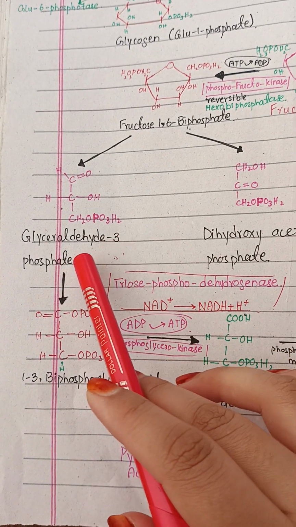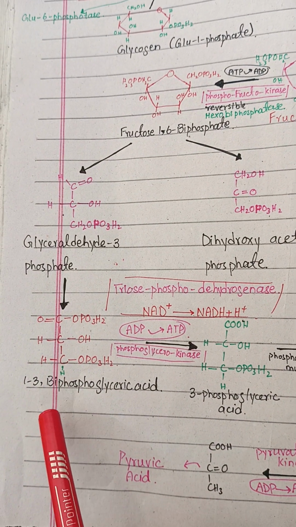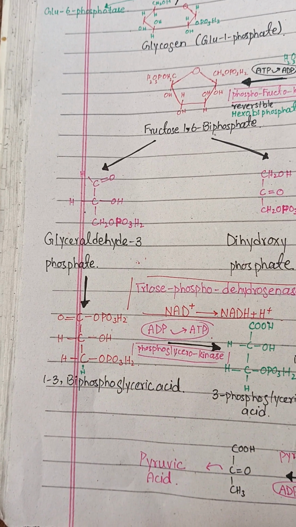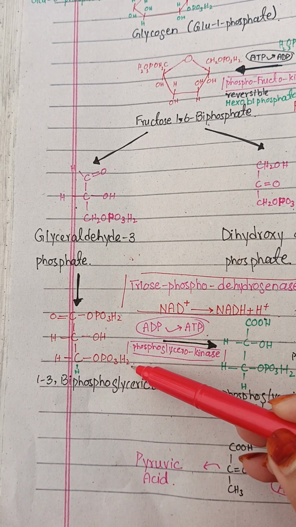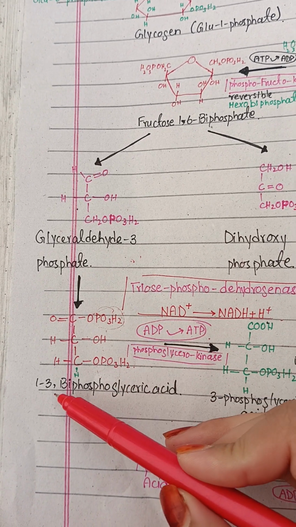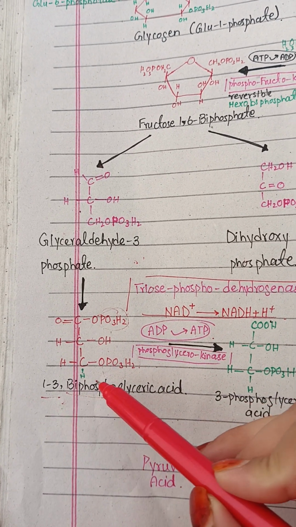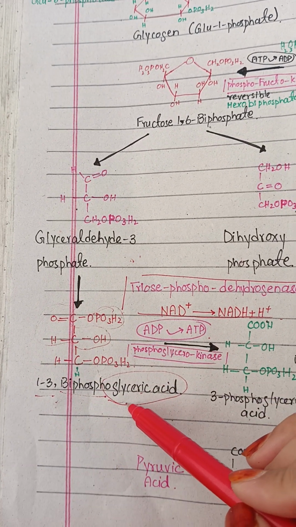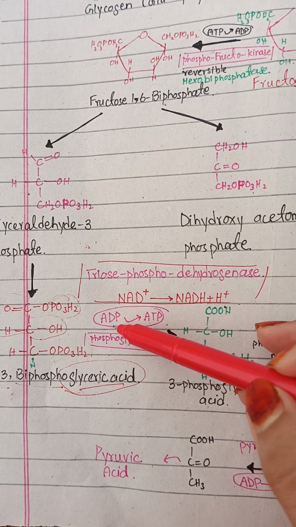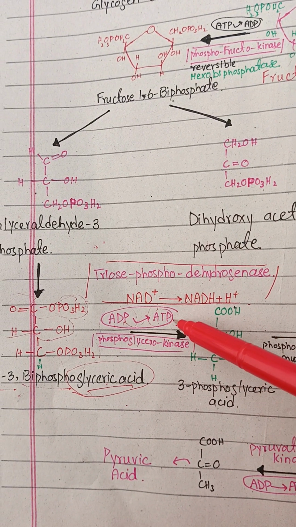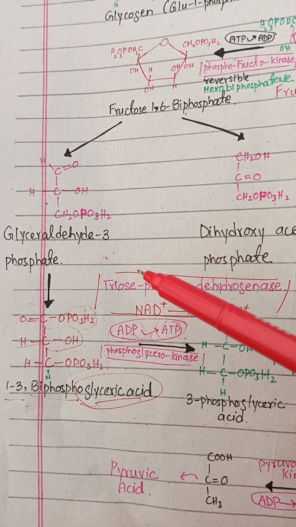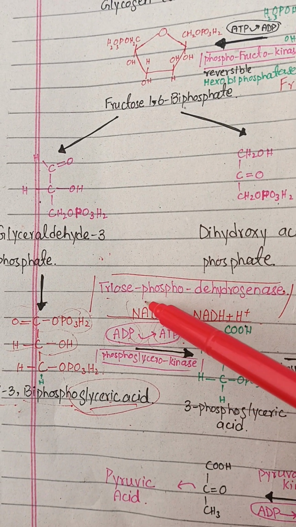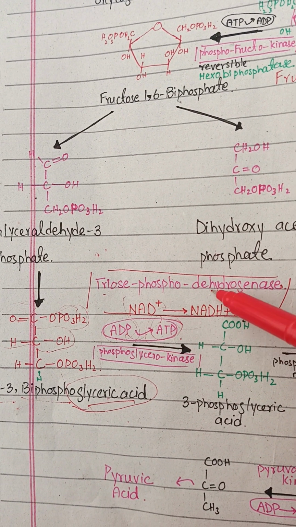Now this glyceraldehyde 3 phosphate is converted into 1,3 biphosphoglyceric acid. This is the formula of 1,3-biphosphoglyceric acid. It has phosphate groups on carbon number 3 and carbon number 1. So it is biphospho 1,3 and glyceric acid means that it has this group. So therefore it is called a glyceric acid. Now NAD is converted into NADH by the enzyme triose phosphate dehydrogenase.